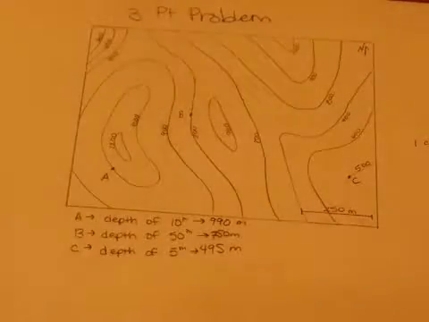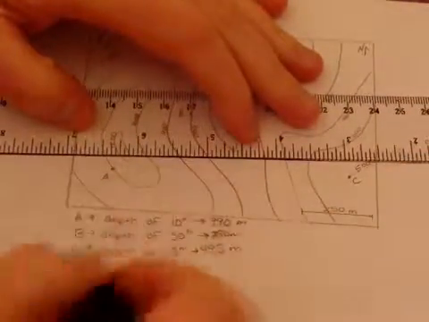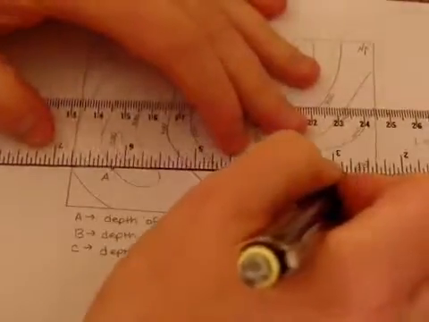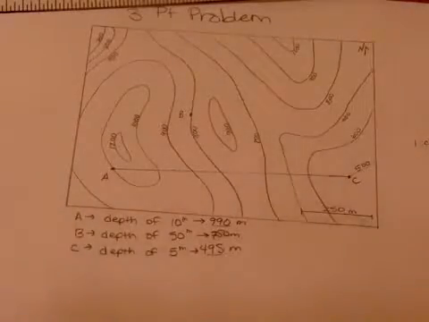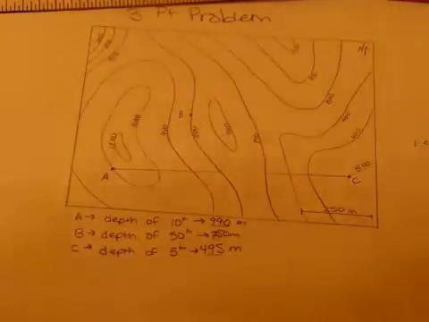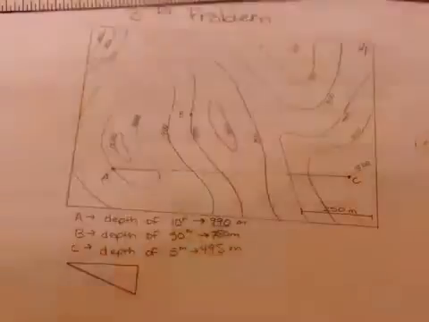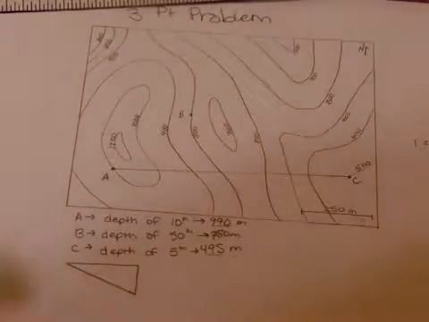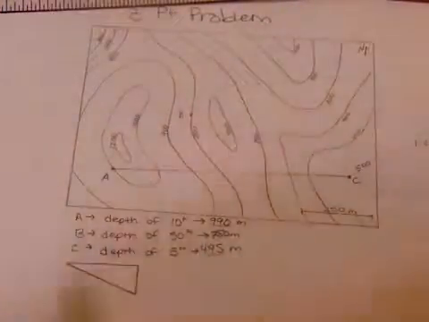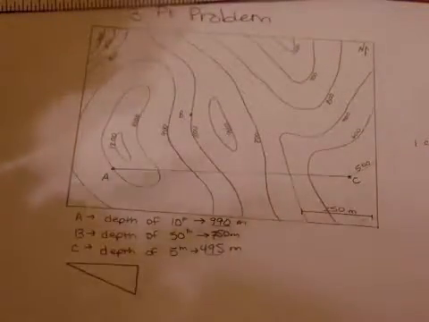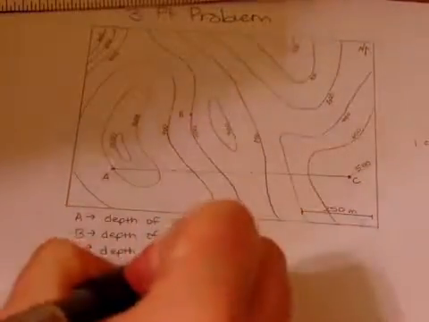So the first thing you're going to do is connect A and C. You're going to connect the one that has the highest elevation with the one that has the lowest elevation. Okay, so I've connected A and C. And now we're going to find the apparent dip of the bed from A to C. So you're going to draw yourself a little triangle, and the height difference between A and C, so the height of this triangle, is going to be the true depth of A minus the true depth of C. So that's 990 meters minus 495 meters is 495 meters.